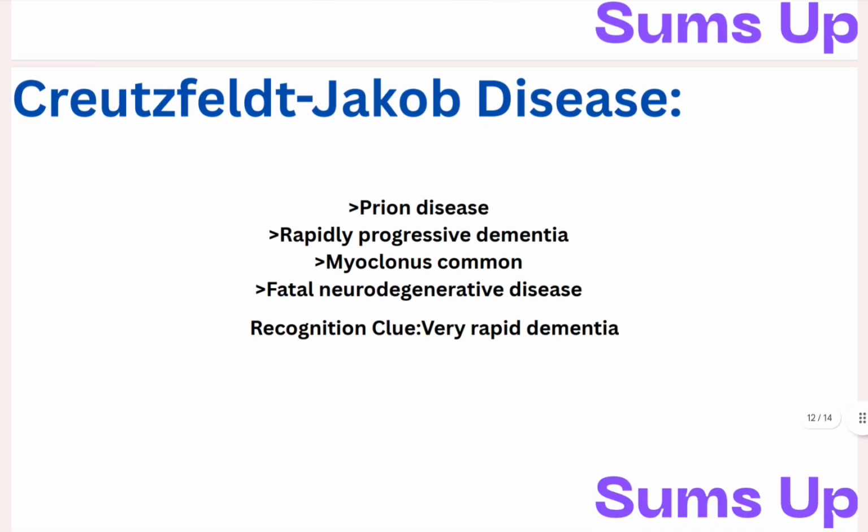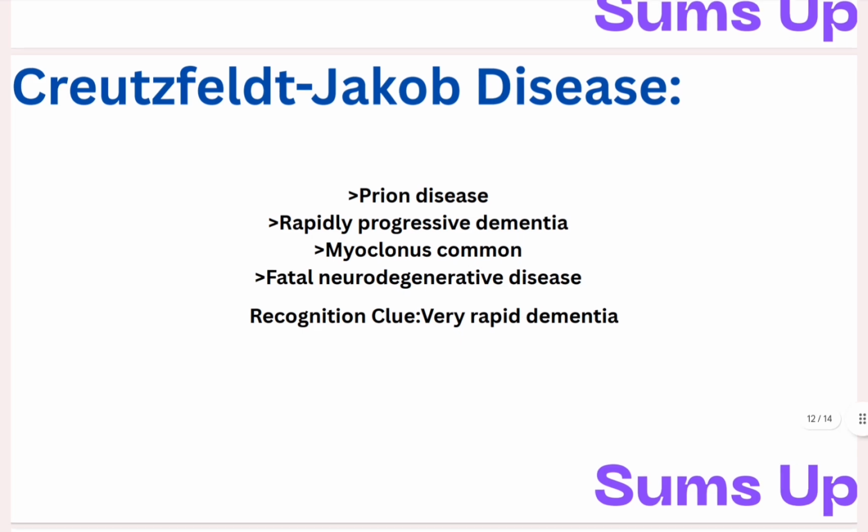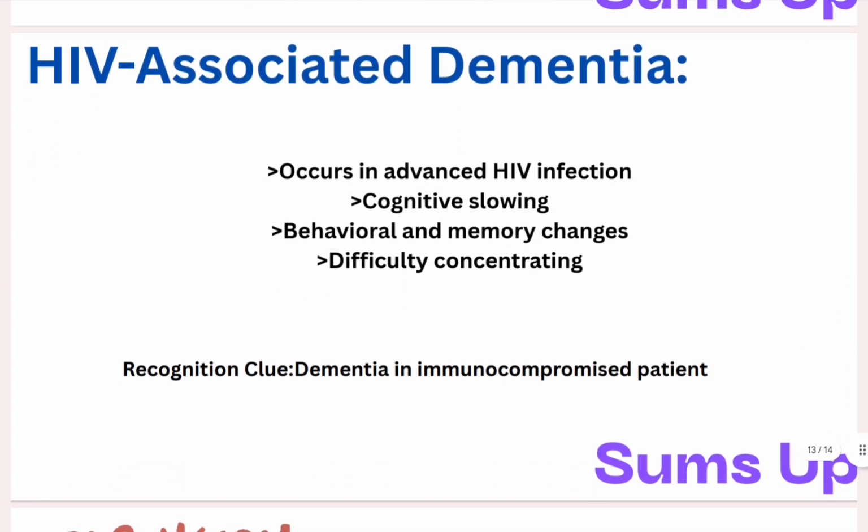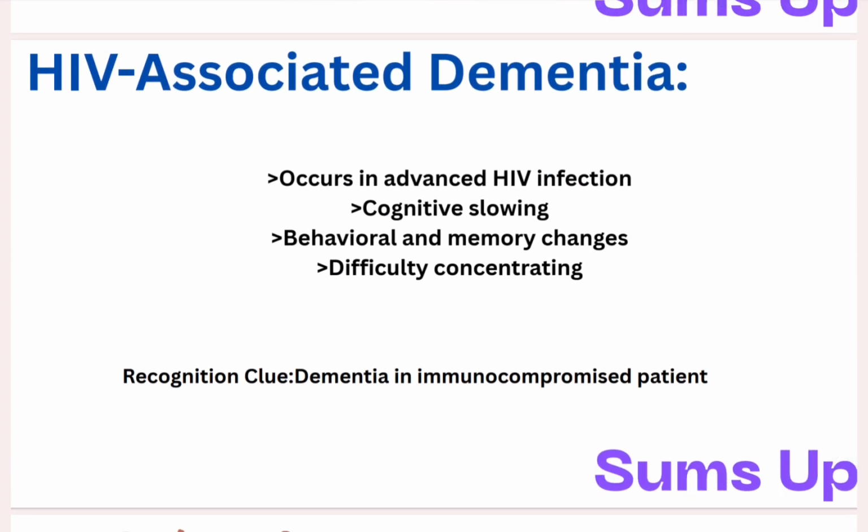Creutzfeldt-Jakob disease is also a kind of dementia. It is a prion disease with rapidly progressive dementia. Myoclonus is like a buzzword for Creutzfeldt-Jakob disease, and it is a fatal neurodegenerative disease. The recognition clue is very rapid dementia with a very poor prognosis. HIV associated dementia, the last dementia we have, occurs in advanced HIV infection, with cognitive slowing, behavior and memory changes, and difficulty concentrating. The recognition clue is dementia in an immunocompromised patient. It is always HIV associated dementia.